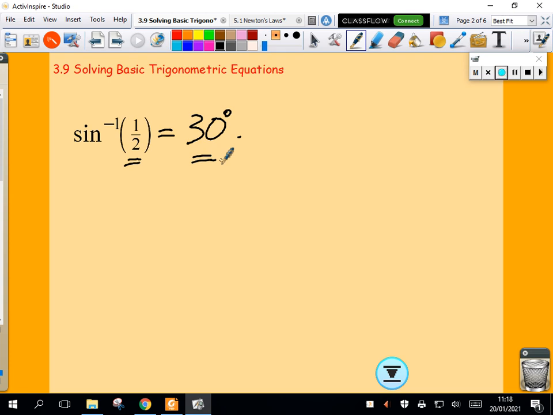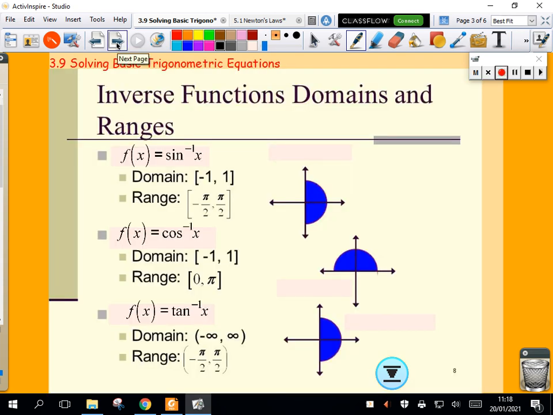The domain is the numbers I'm allowed to put into the function. The range is the numbers I'm allowed to get out. So for the sine inverse function, any number from -1 to 1 can go into it. If you type into your calculator sine inverse of 2, your calculator will tell you you've made an error, because you're not allowed to put 2 into the domain. Only numbers from -1 to 1. The square brackets mean -1 is included and 1 is included.